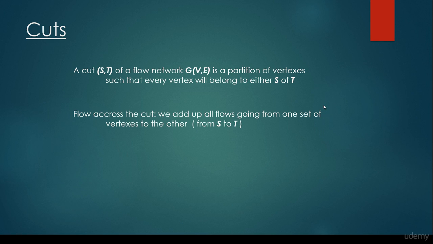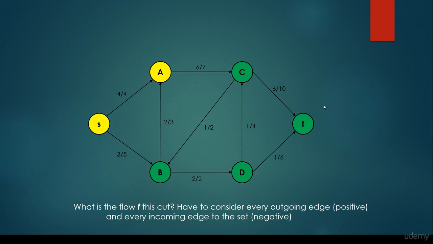Okay. Basically another important expression is the so-called flow across the cut. So we add up all flows going from one set of vertices to the other, for example, from S to T. Let's consider that we have this cut. So we have the source and the vertex A in the first set, and C, B, D, and the sink in the other set. And we would like to calculate the flow F for this cut.